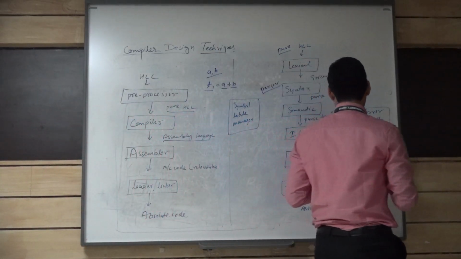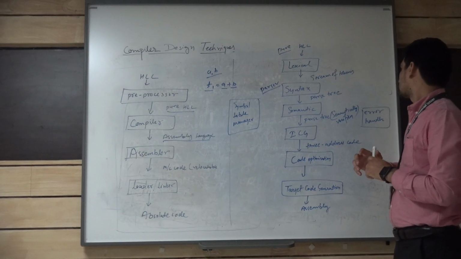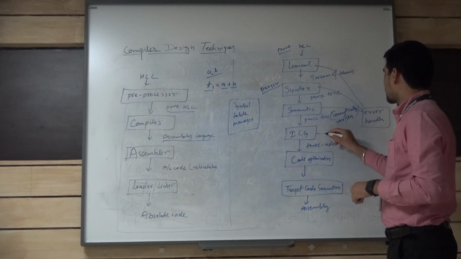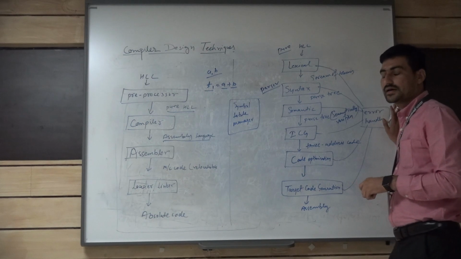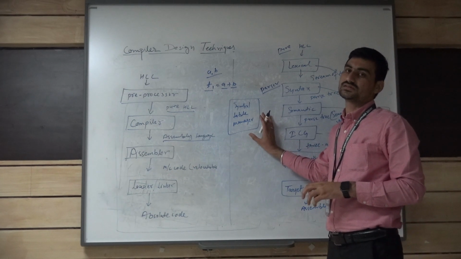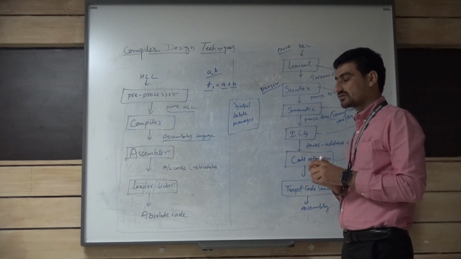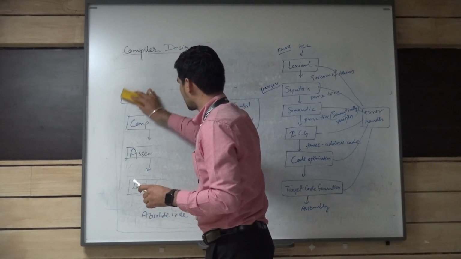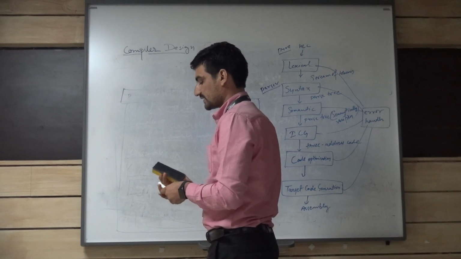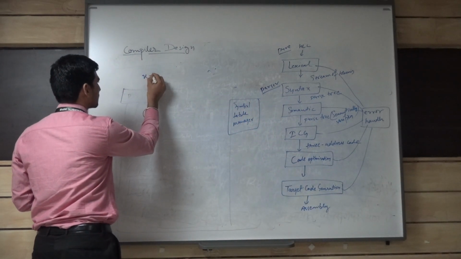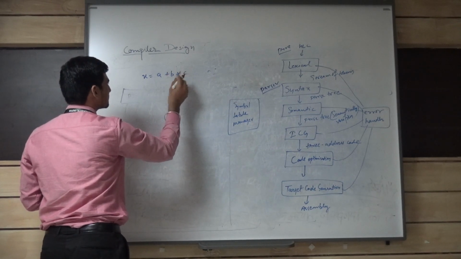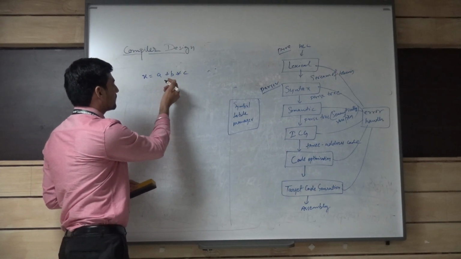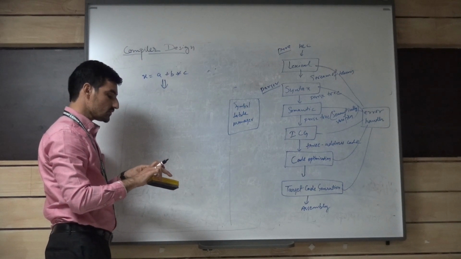For these steps, we can take an example. Here all the steps are connected to an error handler. There may be an error at any step, so an error handler is there, and a symbol table is always there that manages the information of the process. We take a simple example for all the steps: x is equal to a plus b multiplied by c. There are 4 variables and 3 operators. This is the input for our program.